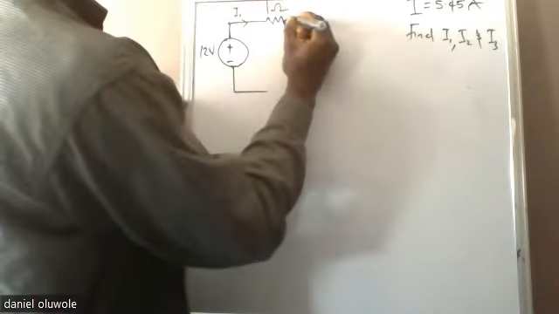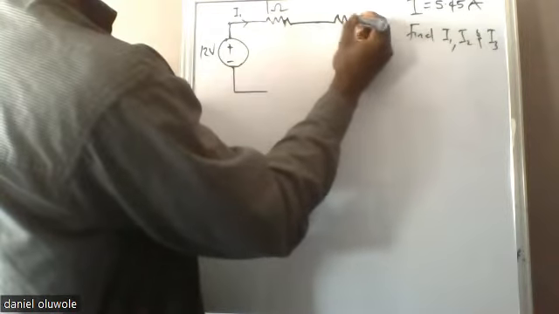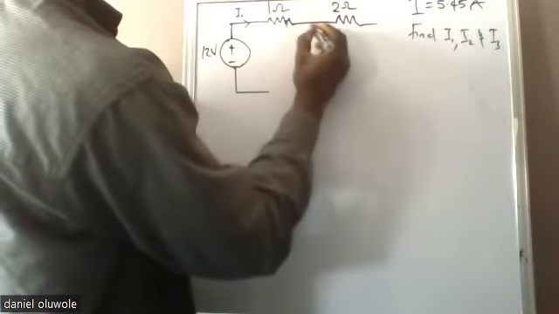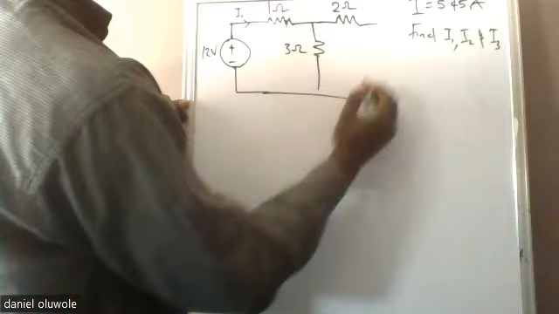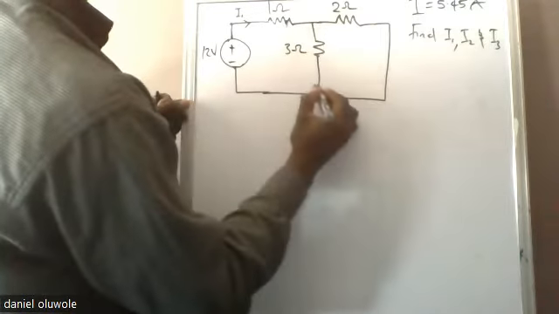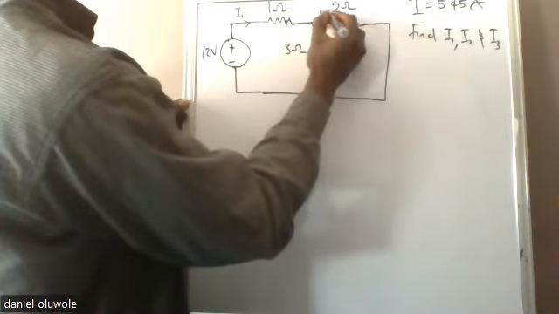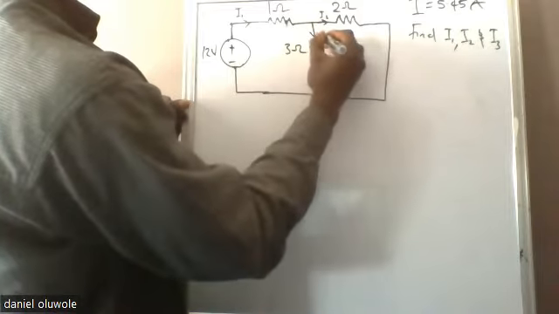So this is our 1 ohm resistor. We add a 2 ohm resistor here. We add a 3 ohm resistor here. And we have three currents: this is I1, this is I2, and this is I3.